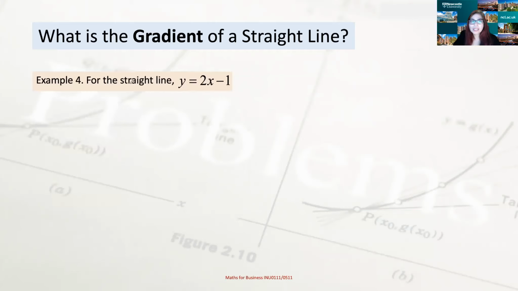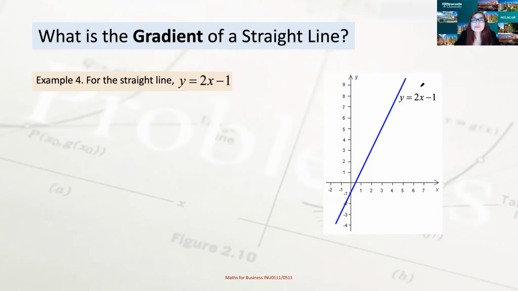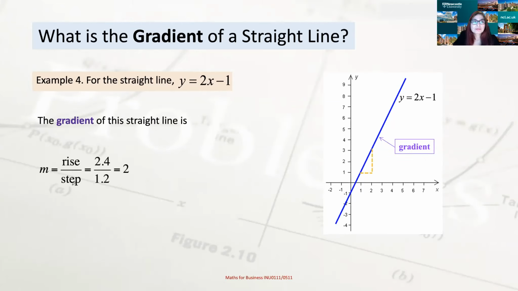How are we going to do that? We are going to stick to the same example, y is equal to 2x minus 1, but this time we know the graph. Now we're going to find the gradient of this graph. So what is the rise here? The step is one unit, so we are moving 1.2 here.